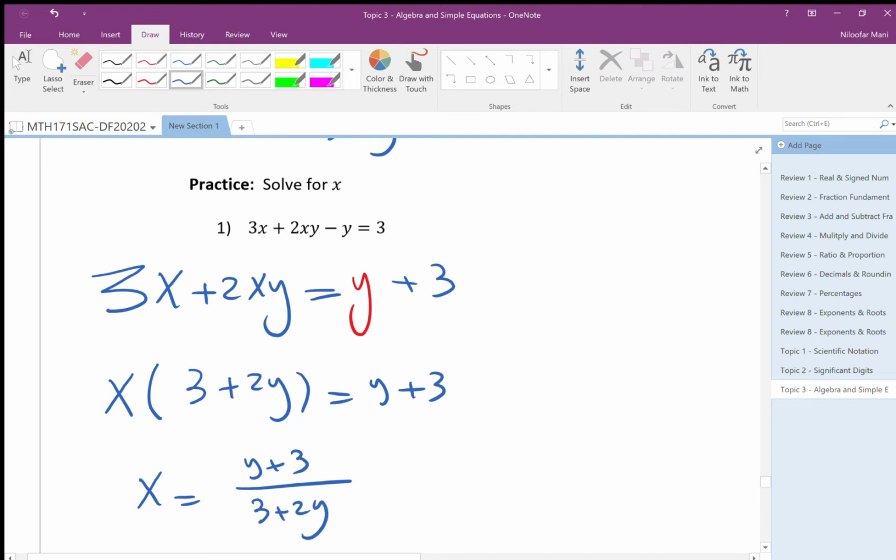That goes in the denominator. Again I have to say the denominator is not 0, because otherwise it will be divided by 0. But again, if you don't, we assume that 3 plus 2y is not 0, so I don't reduce any marks here. So how about next?